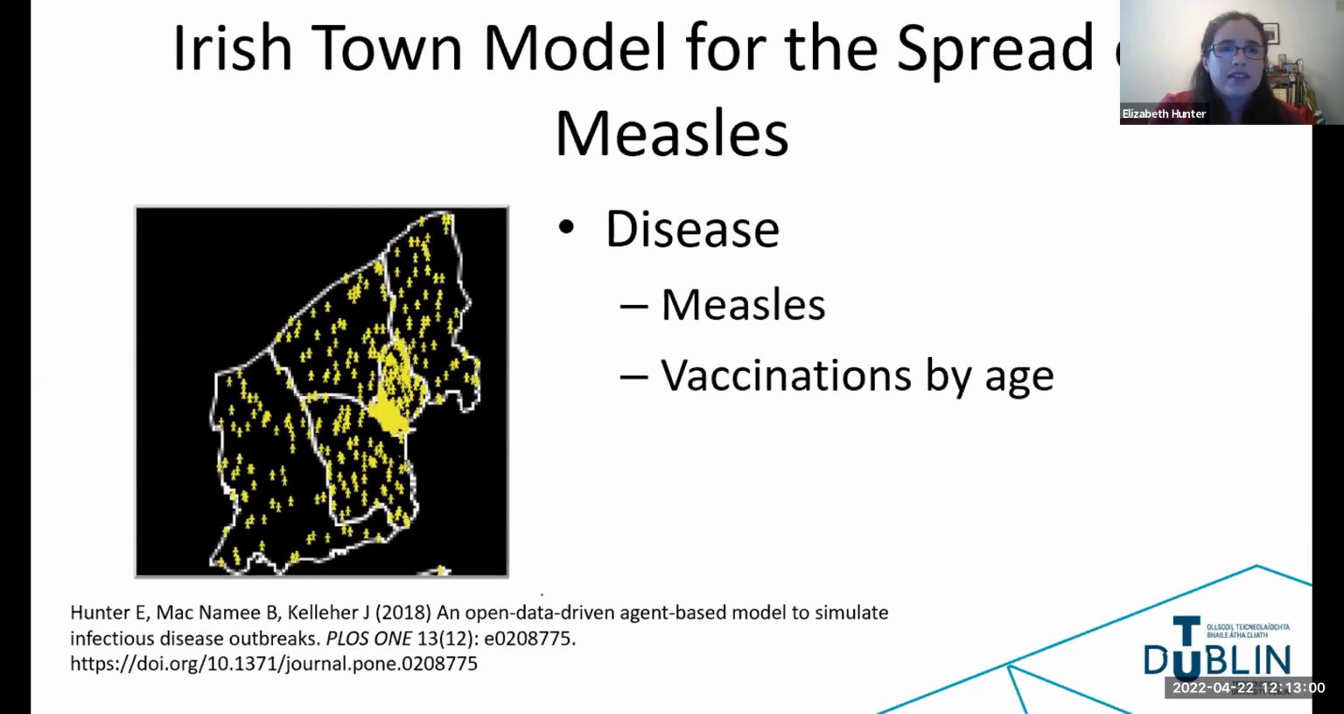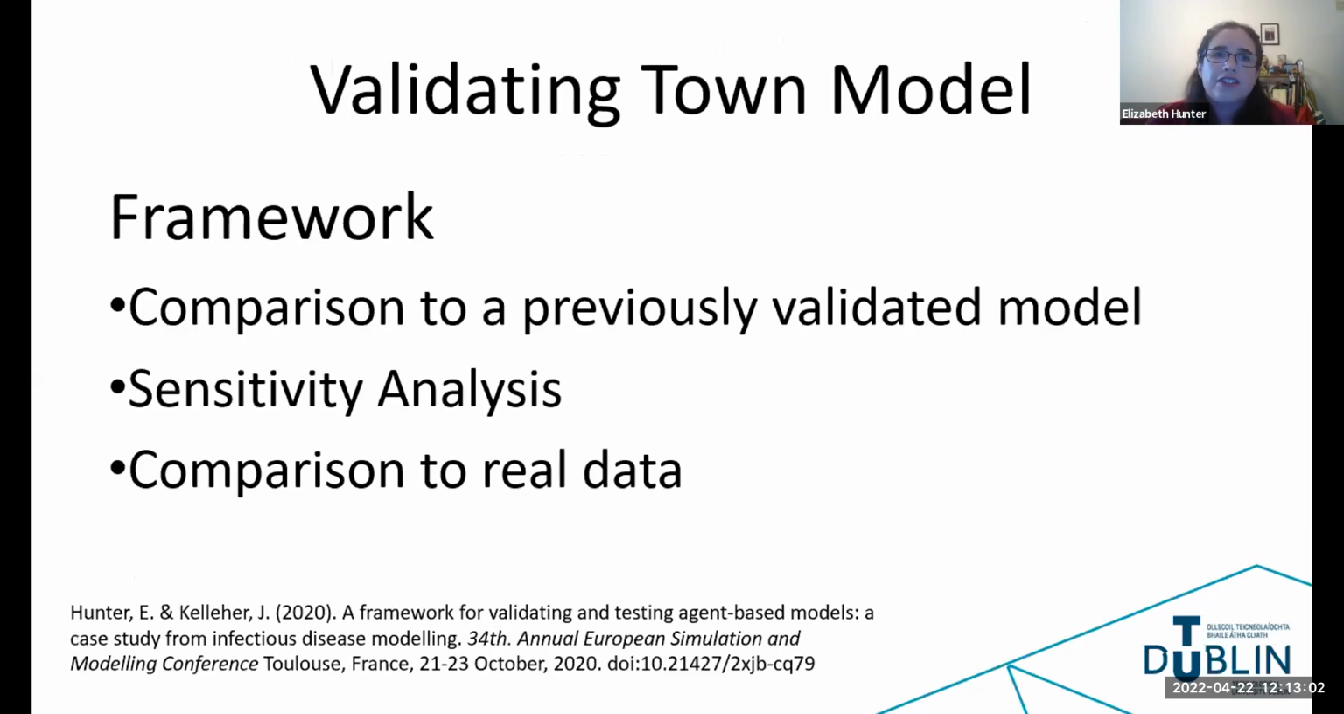Once we had this model created, the next step was validation. Validation can be a big question within agent-based modeling because agent-based models can differ and we don't always have data to compare the model to. So when we were creating this town model, we did a number of steps to validate it for ourselves, and we created our own framework on how to validate our models that we've used throughout our work.